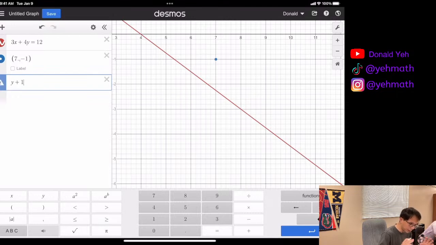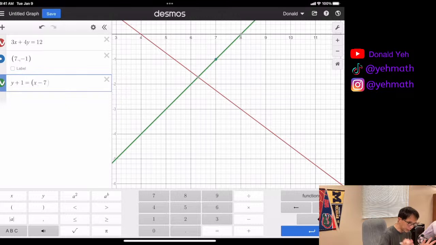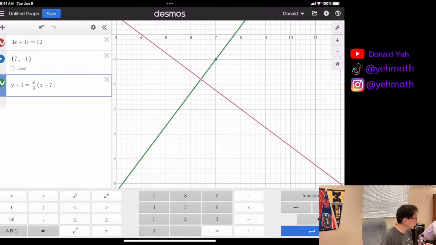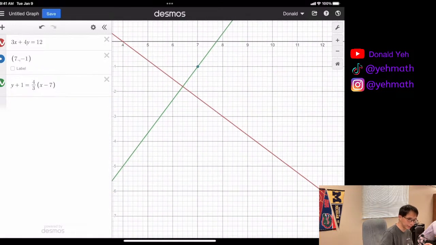See that y plus 1? Times x minus 7. And just doing that gives you a line already, but it's not perpendicular, however. Perpendicular is what? 4 over 3. Now it's perpendicular, because you can take a notebook paper or a card and put it over there, and it exactly forms 90 degrees. Then you know that's the right answer.